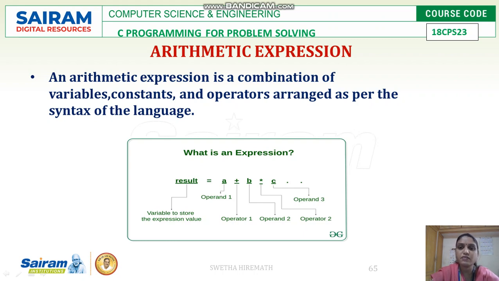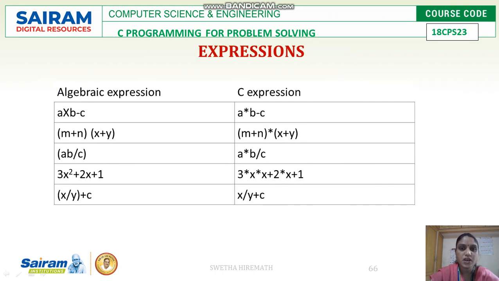If it is a constant, we will directly calculate. If it is a variable or an operand, then we have to enter the data or the value for that particular operand, followed by the operator. So these are the operators. This is about the arithmetic expression.